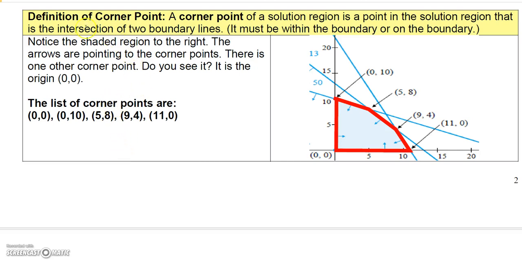We're going to discuss the concept of a corner point in this section. A corner point of a solution region is a point in the solution region that is the intersection of two boundary lines. Okay, so take a look at this region here. I actually highlighted the boundaries for you.